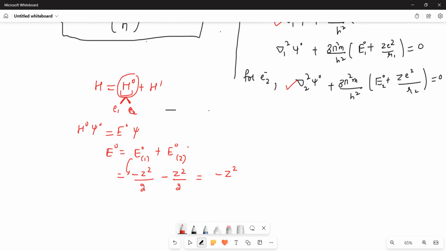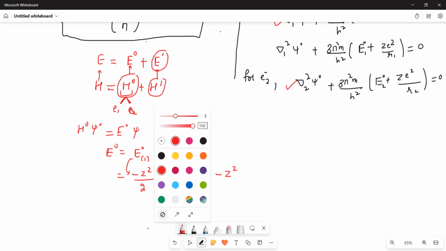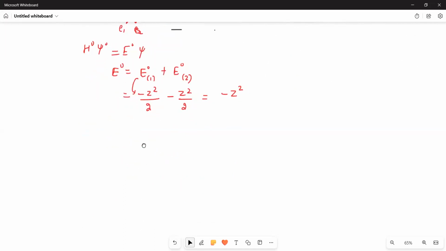Now coming to the H dash part. We have a Hamiltonian, and corresponding to this we will have some energy E naught that we have found, minus Z square. Similarly, corresponding to this H dash, which is the perturbation, we will have some perturbation in the energy too. So we want to find E dash. What is E dash here? E dash represents the first order correction in the energy.